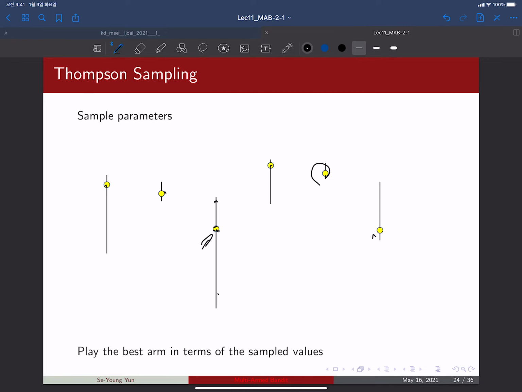And also the posterior distribution memorizes some past information using the expected value. So when we have many positive outcomes, then naturally the distribution has a high expected value, high mean value, which naturally makes some exploitation, since we will more frequently have the largest value using a higher mean posterior distribution. So Thompson sampling can give us a very nice exploration and exploitation trade-off.